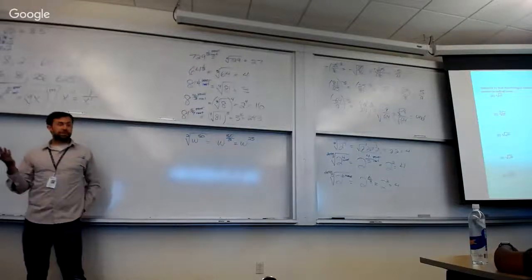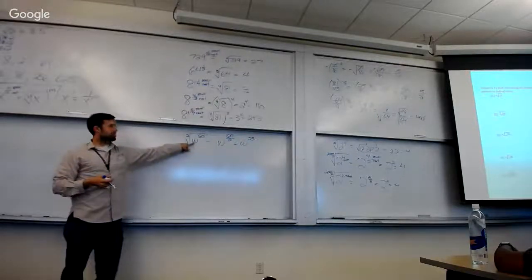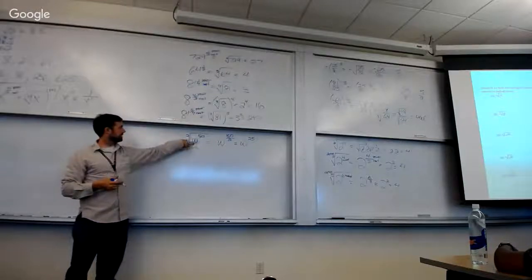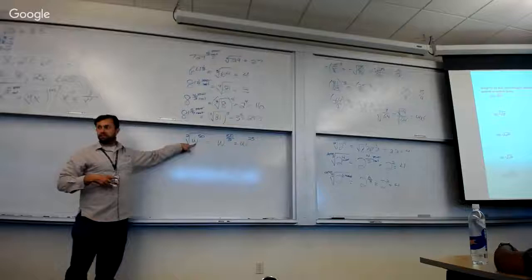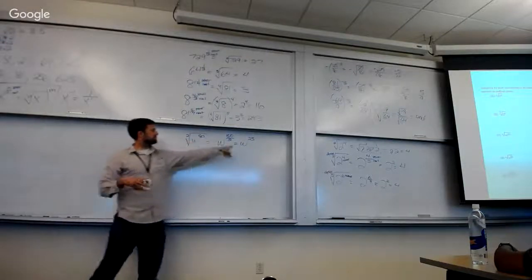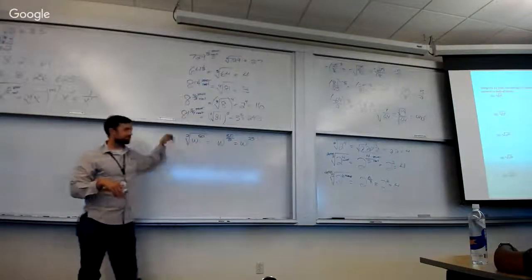And that makes sense if you think about the grouping strategy. How many w's are underneath the square root? 50. And how many pairs are there? 25. So there are 25 pairs of w's underneath the square root symbol.